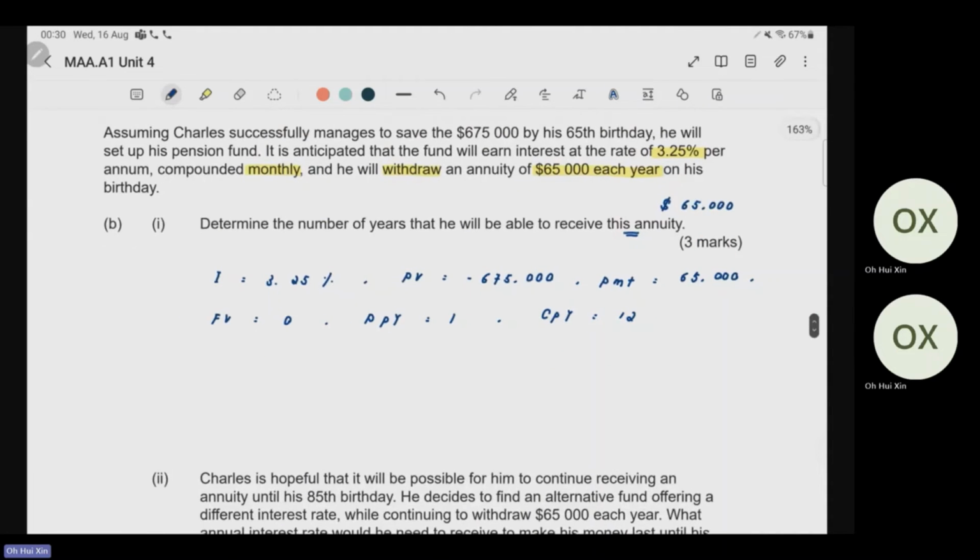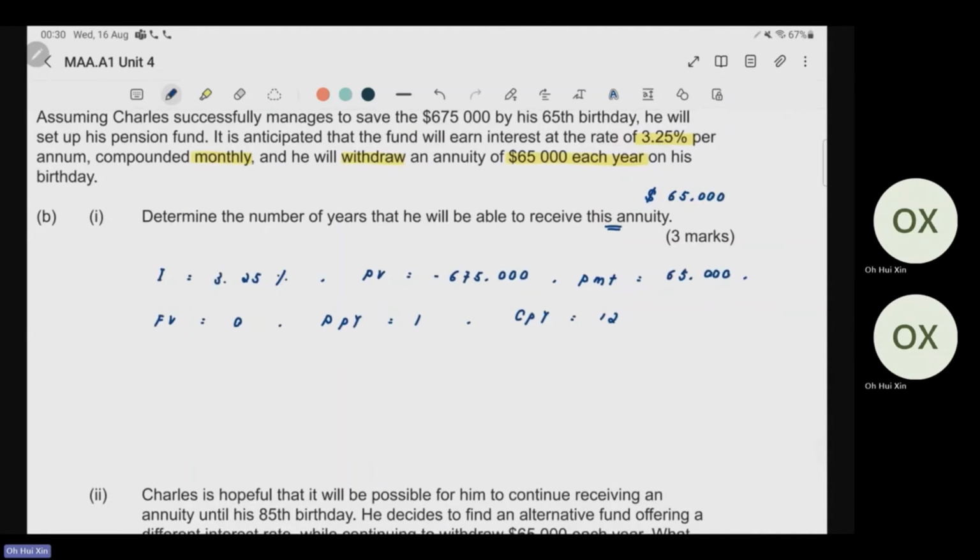Okay, so that's why the easiest way is to straight away use finance solver rather than building the recursive rule, which might be a bit more challenging. So key in all this in your calculator, you're supposed to get 12.92. In this case, you wouldn't be able to receive a complete 65,000 for 13 years, because that's like 0.92. So for the last time, you wouldn't be able to withdraw the total amount of 65,000.